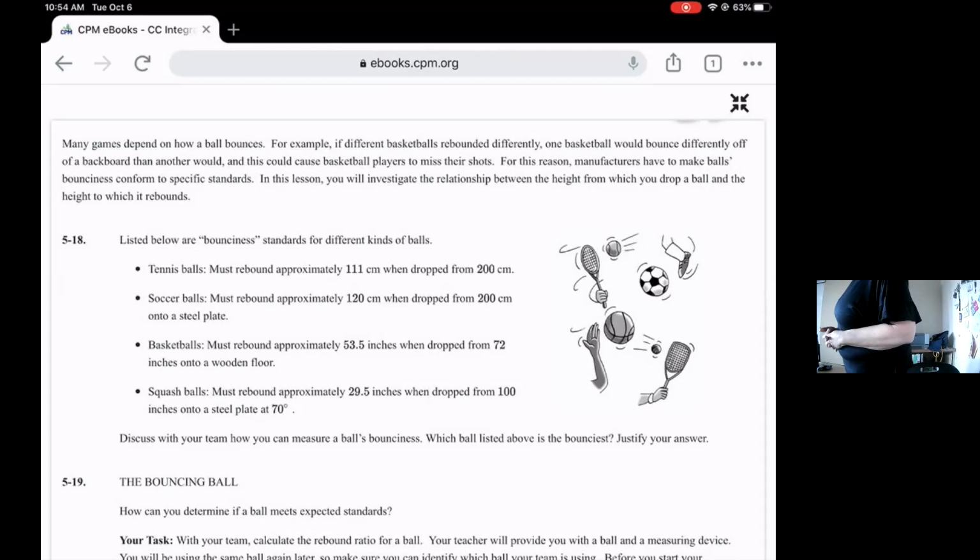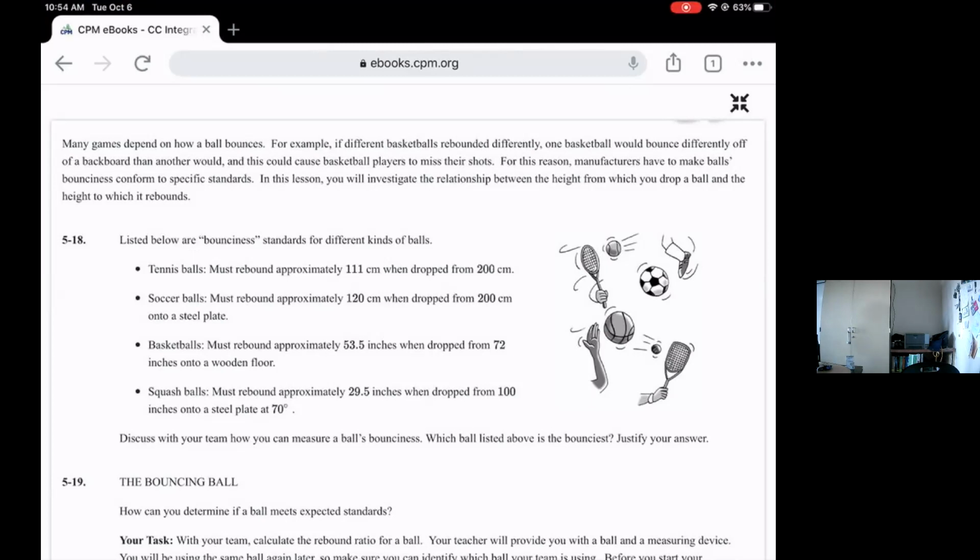For example, if different basketballs rebounded differently, one basketball would bounce differently off the backboard than another. This could cause some basketball players to miss their shots. Would you agree? That would maybe give an unfair advantage. If the ball was inflated too much, then it would probably bounce more. You ever had a flat basketball and tried to bounce it? It doesn't bounce, does it? So there has to be a certain amount.